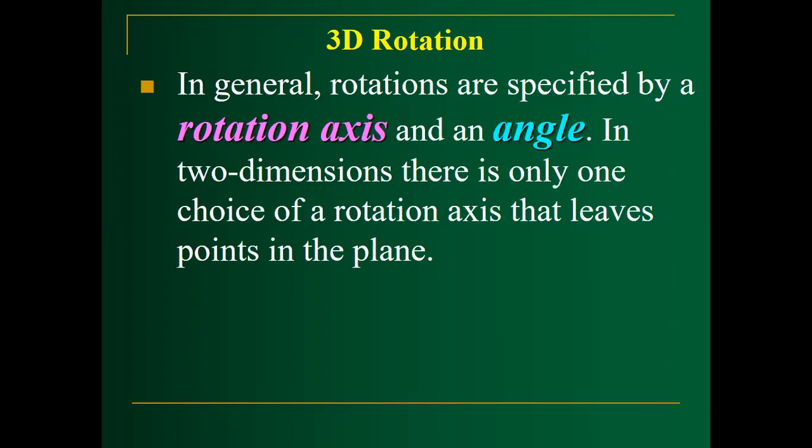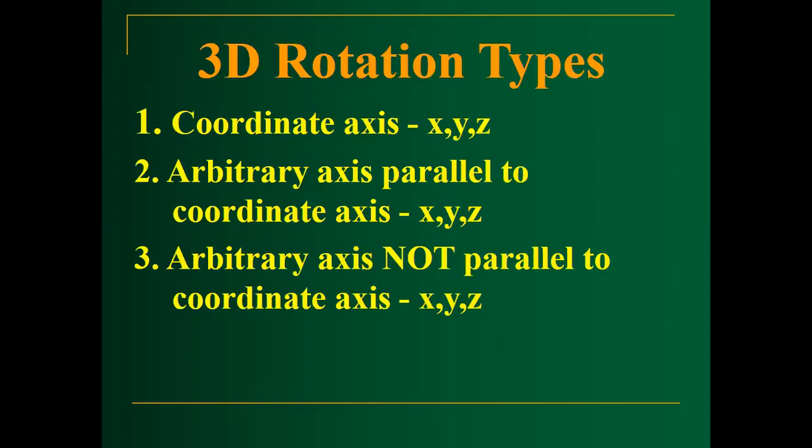Now, the main point of discussion is that 3D rotations are of three types. One is you can rotate any object via the coordinate axis, that is x, y, or z. Next is you can rotate any object via an arbitrary axis, that is your own axis. If that axis is parallel to the coordinate axis x, y, z, that becomes the second type. The third type is your own axis, called an arbitrary axis, not parallel to the coordinate axis. This third type is a bit tricky. Alright, so the first one we'll see.